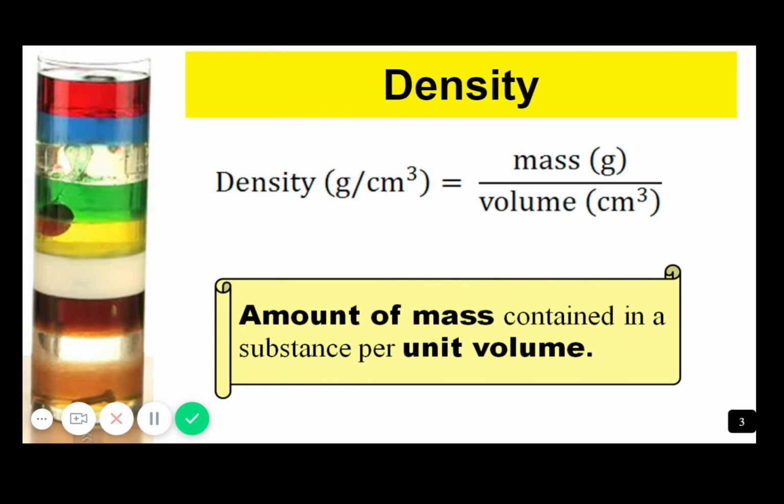We all know about density, so it's time that we define density as the amount of mass contained in a substance per unit volume. Or we say that it's the amount of particles that one object can contain in a given space. This can be represented by your formula, density, in grams per centimeter cube, which is the unit, and it is actually defined as mass over volume. And how do we get grams per centimeter cube? Grams come from mass and centimeter cube comes from volume.